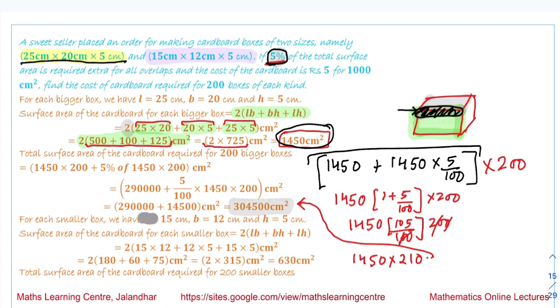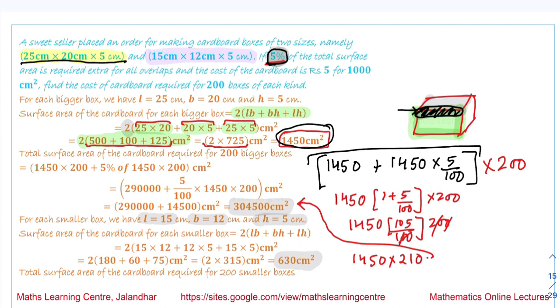Similarly, for the smaller boxes, length is 15, breadth is 12 and height is 5 centimeter. When we calculate the total area of this box, it comes out to be 630 centimeter square. This is the area of the smaller box. Again, we require 200 boxes and each box requires 5% more. The area of the cardboard will be 5% more than the area of the box.